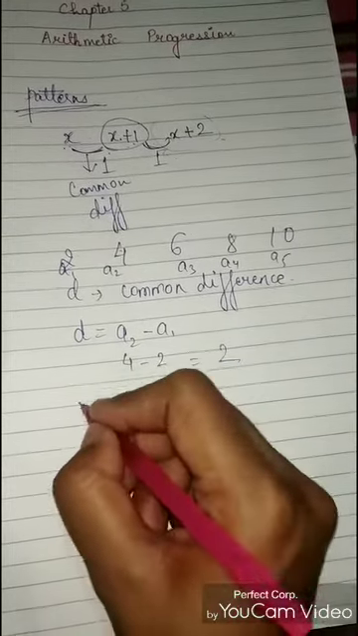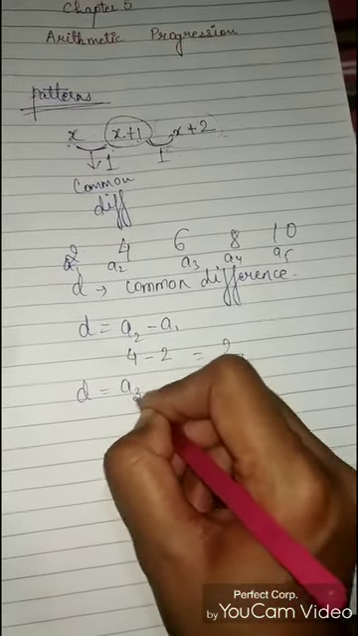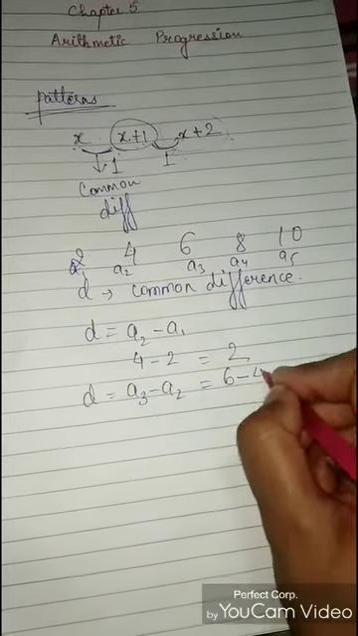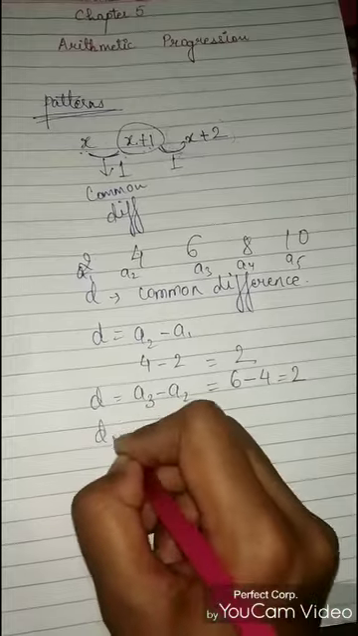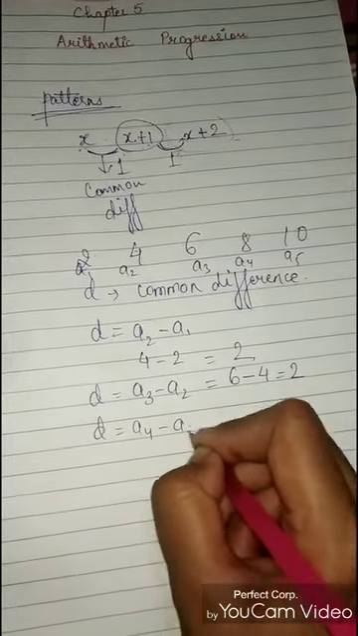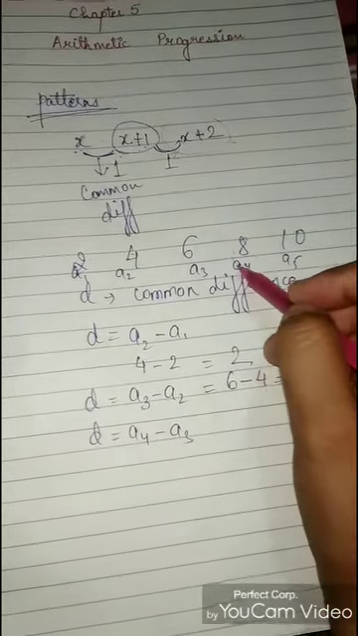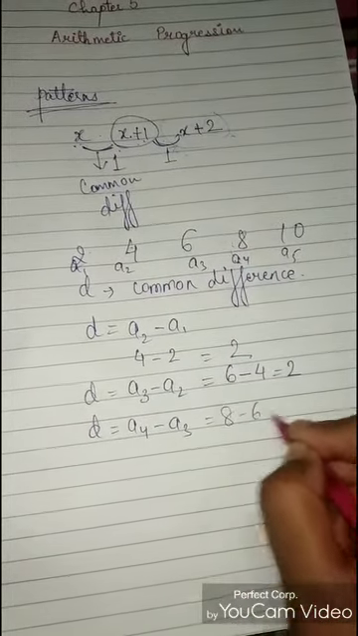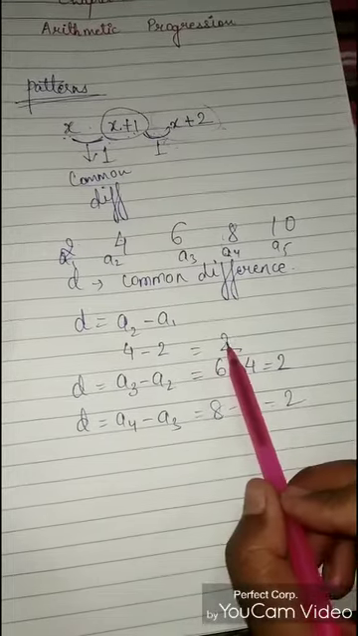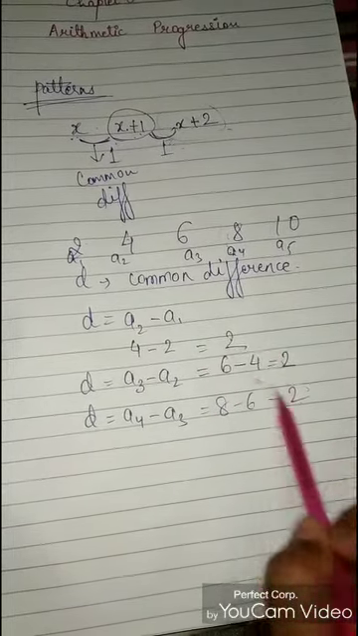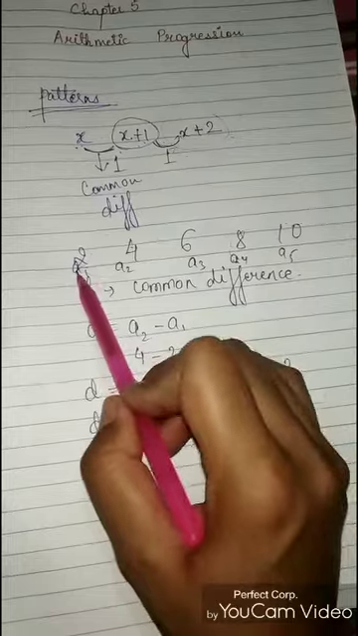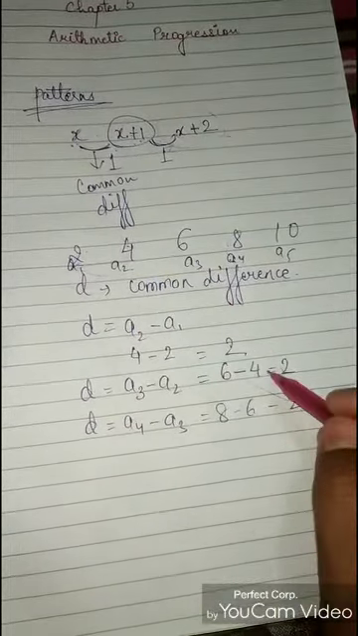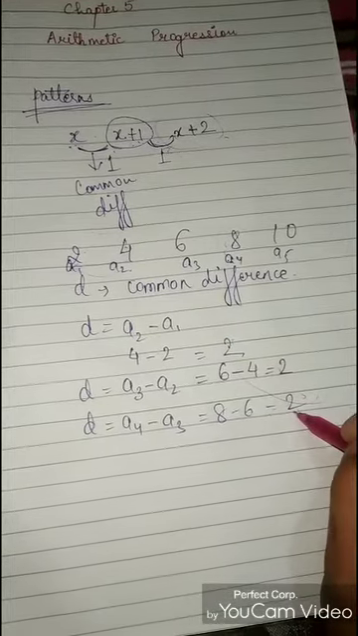Now next again A3 minus A2. What is A3? 6. A2 is 4. So difference is 2. Again A4 minus A3. The succeeding number subtracts the preceding number. So this is 8 minus 6. The difference is 2. So here we can see that the difference is same. If all the consecutive terms have the common difference, then we will say that the terms are in arithmetic progression.